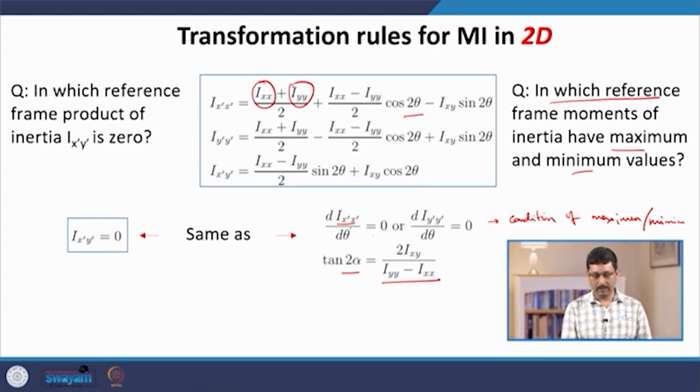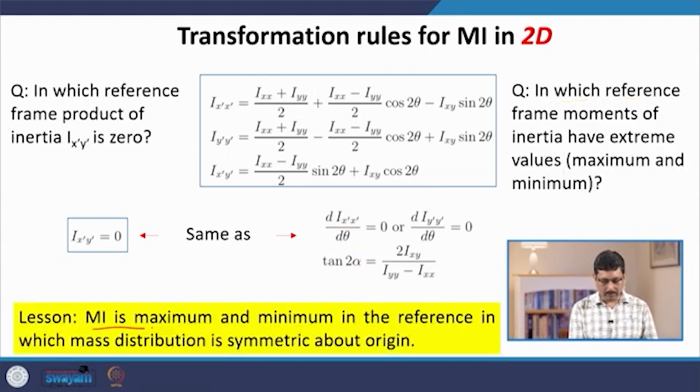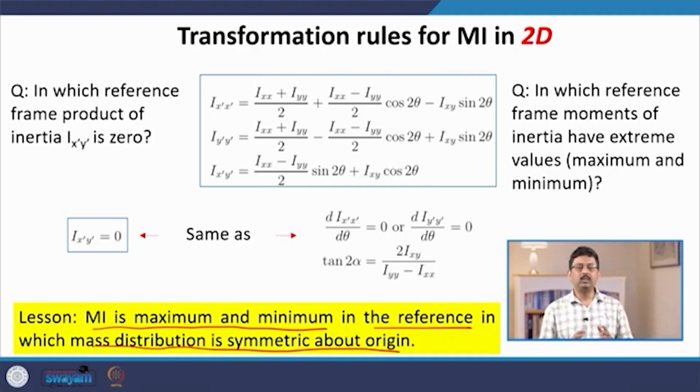The same condition also gives you Ix prime x prime and Iy prime y prime to be maximum and minimum, which means that the moment of inertia is maximum and minimum in that particular reference frame in which the mass distribution is symmetric about the origin. So, it looks like given an object and some particular origin, there is a certain special reference frame which has two interesting properties. The first property is that the mass distribution is symmetric about the axis in that reference frame, and the second property is that the moments of inertia have the largest and the lowest possible values.